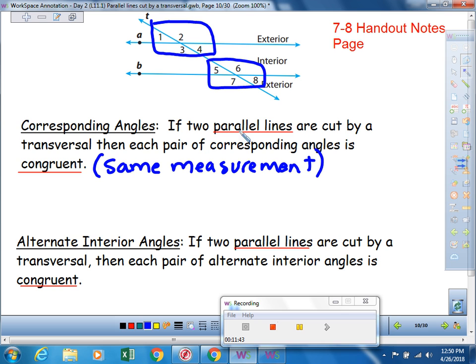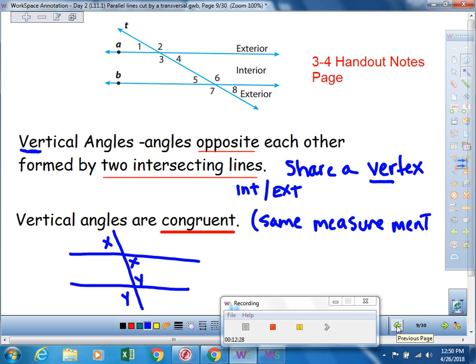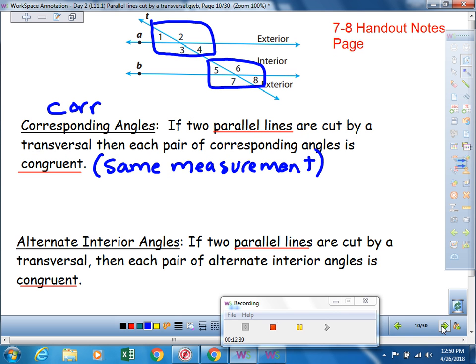Okay, now, for corresponding, I forgot to give you the abbreviations. If you're going to name the angles, you can write CORR. So above corresponding, write CORR. These are the abbreviations that you can use. Let me go back. Vertical angles, there's no abbreviation, you just write vertical. Okay, next step.